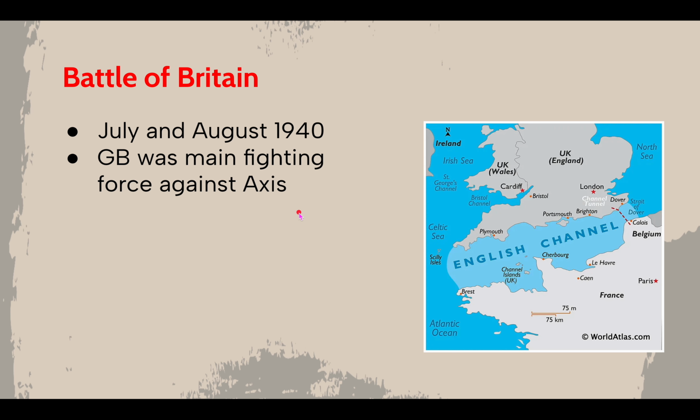One of the more famous battles of the European theater is the Battle of Britain, which happened in July and August of 1940. Like I said before, Great Britain was the main fighting force against the Axis, because remember, the U.S. does not join the war until 1941 after Pearl Harbor. Here's a map, by the way, of the English Channel. Right here is the closest part that France and England are together. It's only about 40 miles across the English Channel.